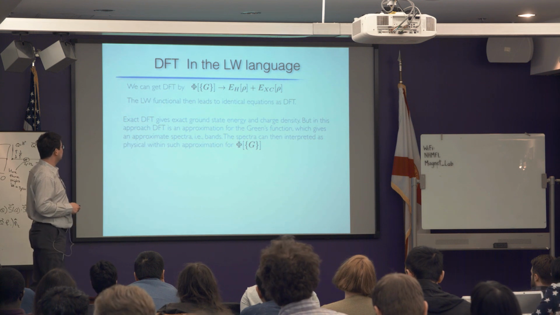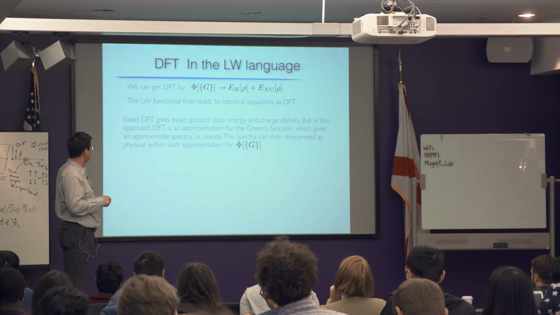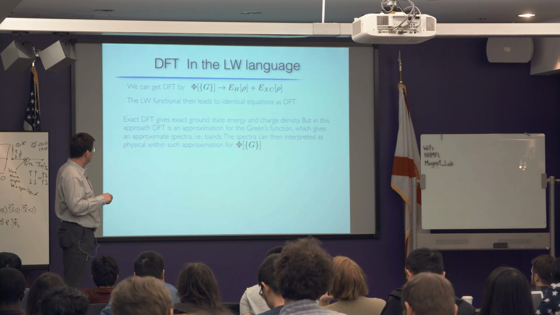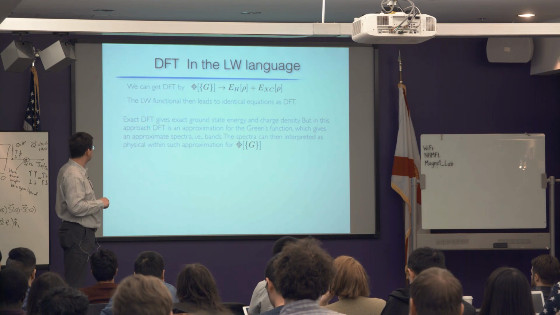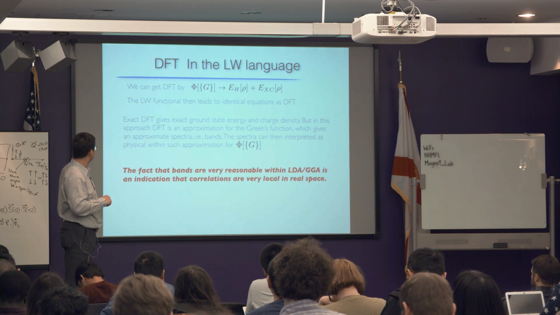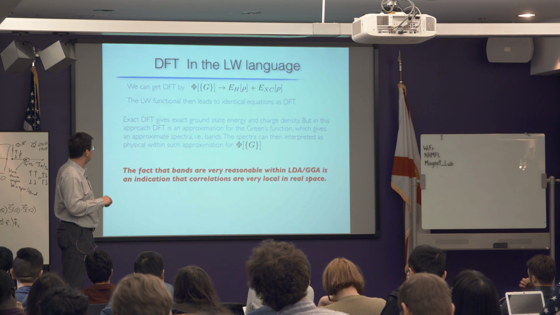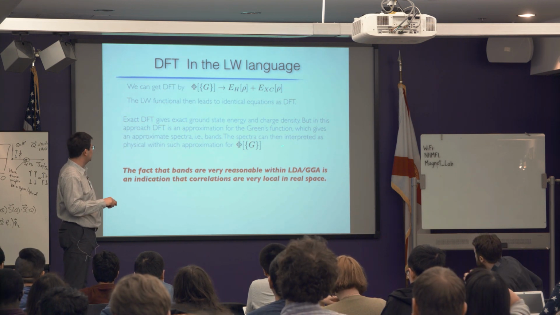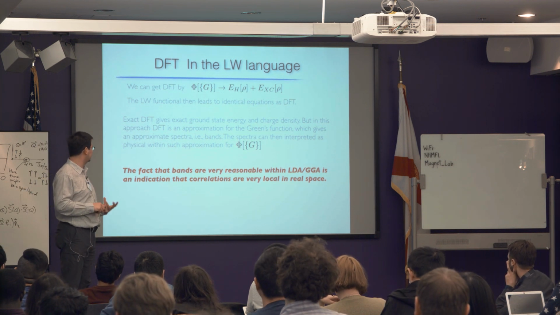Okay, so as I discussed before, DFT in the language of this Luttinger-Ward functional shows you that if you equate phi with Hartree plus exchange correlation, then you get exactly the DFT equations. And the exact DFT gives you the exact ground state energy and charge density. But in this approach, DFT is an approximation for the Green's function, which gives an approximate spectra, bands. The spectra can then be interpreted as a physical object within such an approximation.